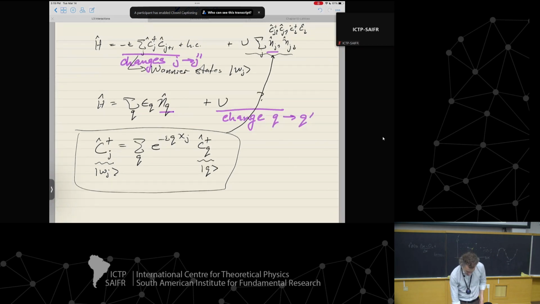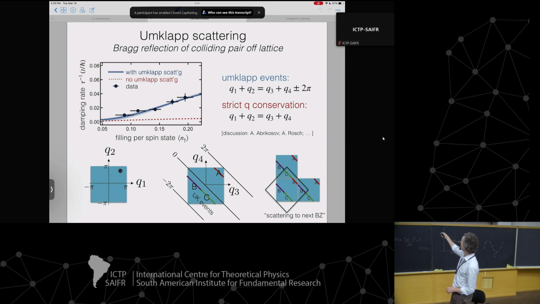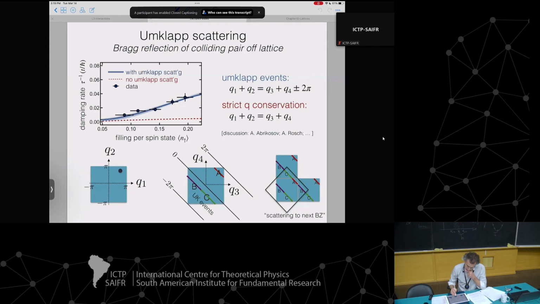So I think the last thing I want to say is, how strange is it that collisions not only don't conserve quasi-momentum exactly, but also can damp current? So to talk about that, let me just bring you back to what we talked about last time.